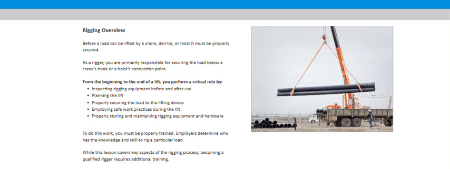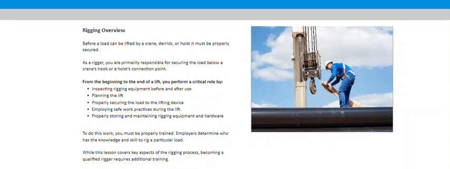Before a load can be lifted and moved by cranes, derricks, and hoists, it must be properly connected to the lifting device with the use of rigging equipment. As a rigger, you are primarily responsible for securing the load below a crane's hook or a hoist's connection point.